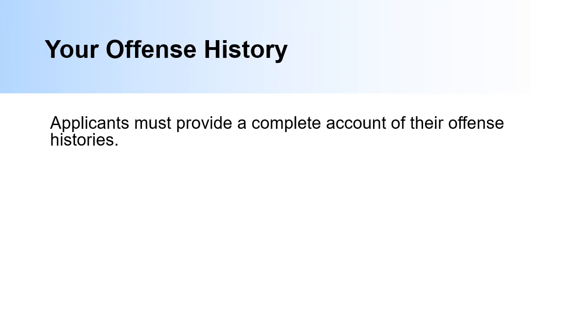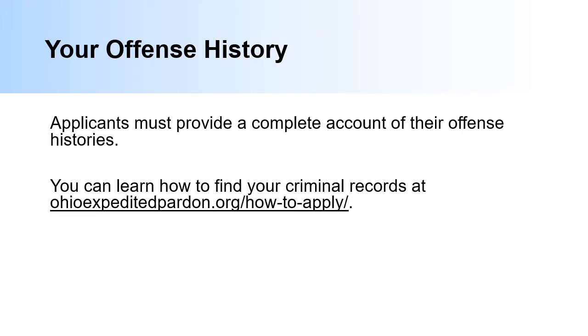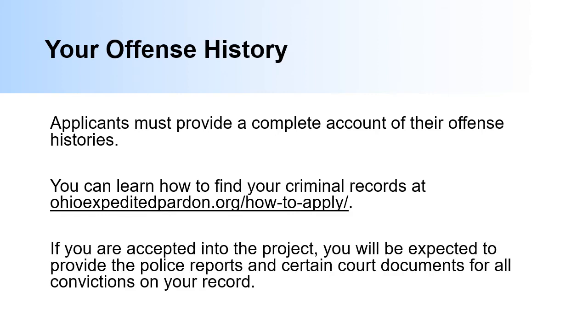ohioexpeditedpardon.org/how-to-apply. As a part of the intake packet, applicants must provide a complete account of their offense histories. You can learn how to find your criminal records at ohioexpeditedpardon.org/how-to-apply. Please note that if you are accepted into the project, you will be expected to provide the police reports and certain court documents for all convictions on your record if they are available. You may submit them with your intake packet or at a later date.